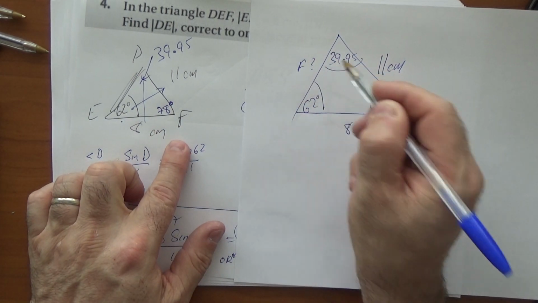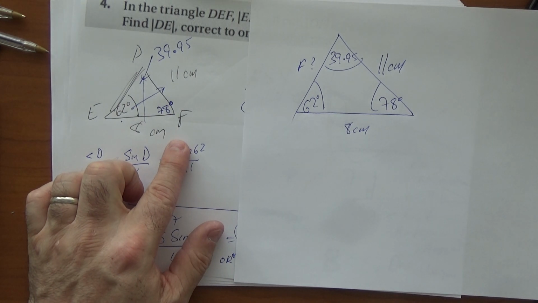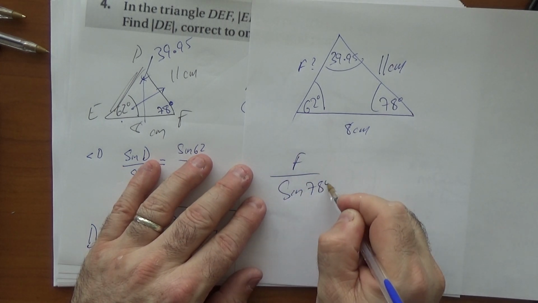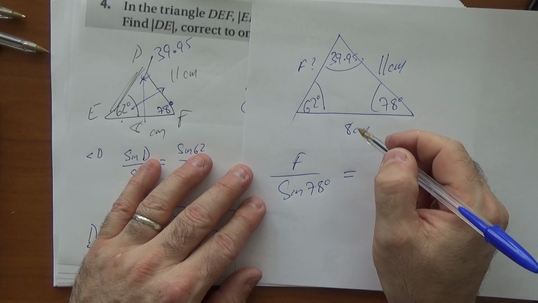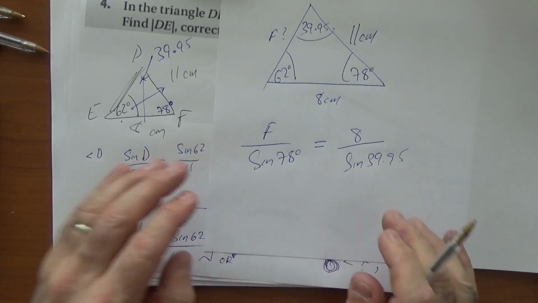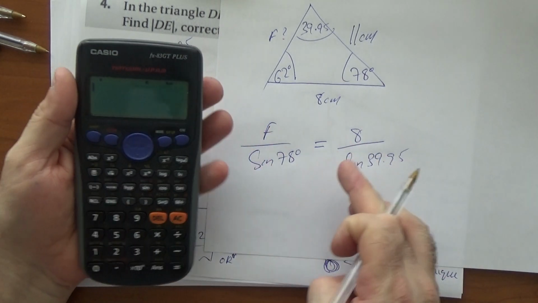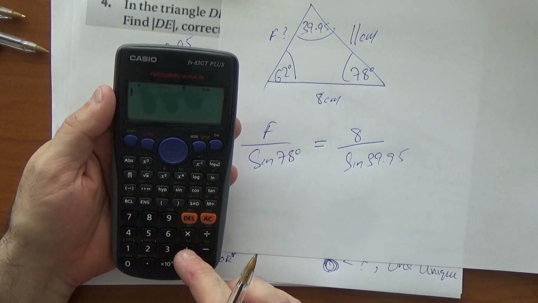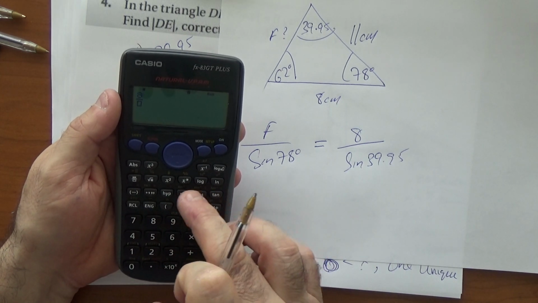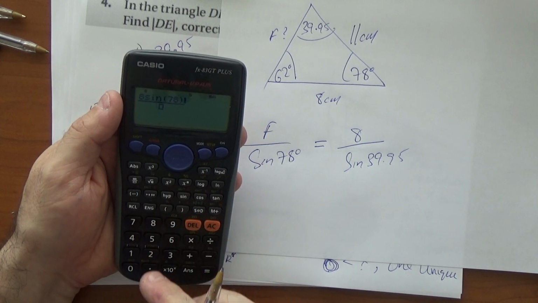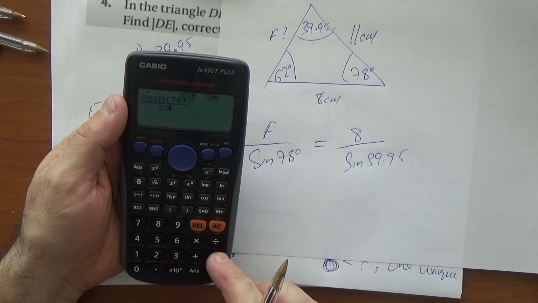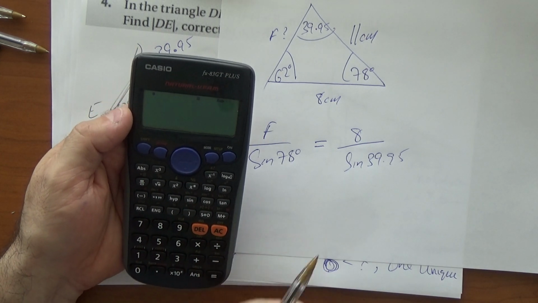Okay, so we're looking for F. So we have a few choices. Let's go F over the sine of its opposite angle is equal to 8 over the sine of 39.95. We can calculate that directly because we can cross multiply, we don't have to write it down. Okay, so F equals fraction bar 8 sine 78, and ring it out in your head what it sounds like so you're keying it into your calculator correctly, all over the sine of 39.95.